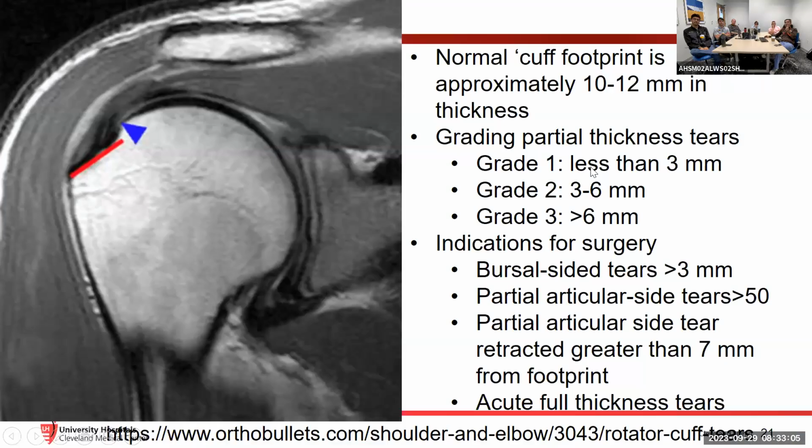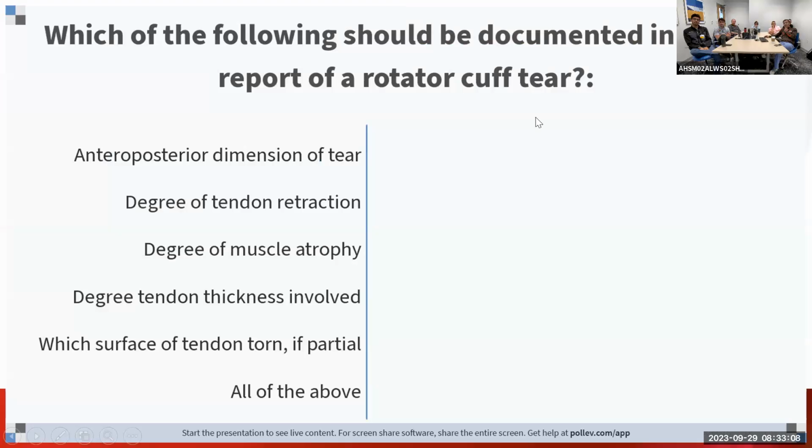All right, so which of the following is important to document for a reported rotator cuff tear? Things we should always be doing are the AP dimension of the tear, degree of retraction, degree of atrophy, and the tendon thickness that's involved, if partial. So we have low grade, moderate grade, or high grade. Generally, if the footprint is 12 millimeters, 6 or more is high grade, and less than 6 is low grade. If we're really not sure and think it's in between, we'll go with moderate grade.